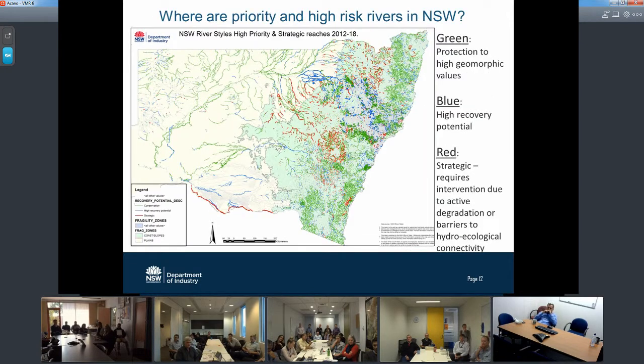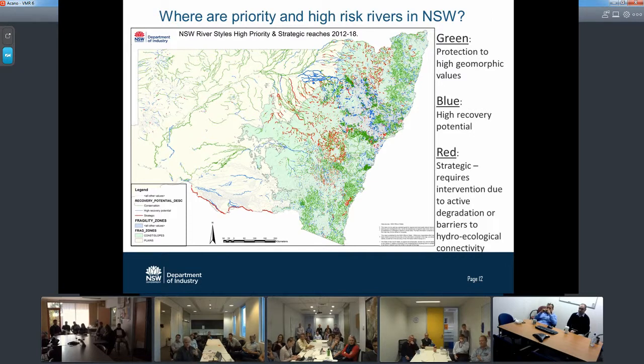So if we're looking at priority and high risk rivers in the state, in this map, the green reaches are identified conservation reaches, that is, rivers that are in generally reasonable condition, and the highest priority is to conserve and protect their inherent form. The bluish coloured features are those where geomorphic recovery is occurring, and what we need to do is to understand the processes which are driving recovery and to basically work with nature to help recovery increase and let channel forms recover and bounce back to close to where they were.